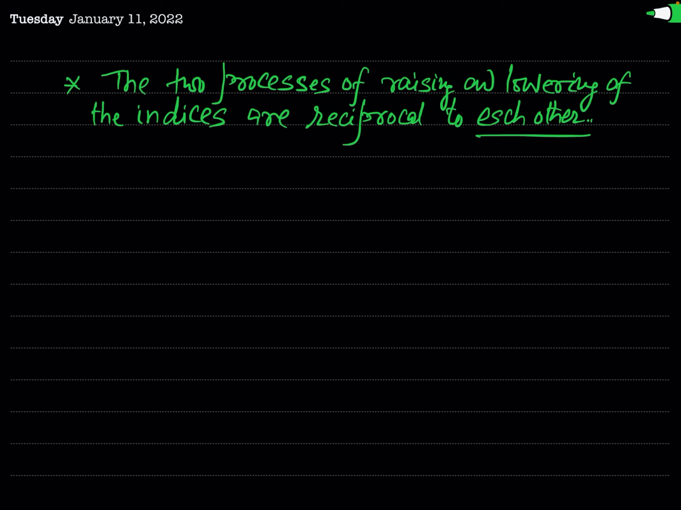As I have told you just now, when you say that the raising and lowering of indices are reciprocal to each other, it means if the index is first raised and then lowered, or the index is first lowered and then raised, then you get the original tensor. So we will now prove this very important fact.